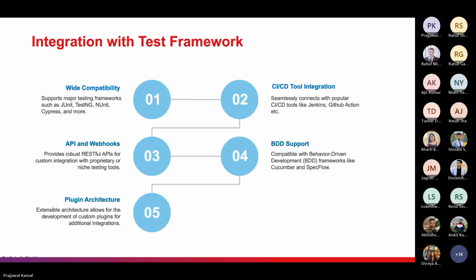And the third one is the API and webhook, right? So Report Portal offers a RESTful API, which allows you to connect with other tools or systems as well. So webhooks send notifications to other services when certain events occur. So if you have a custom testing tool that you are using internally, you can use the Report Portal API to send the test results directly, and it allows for better integration with your existing system as well.